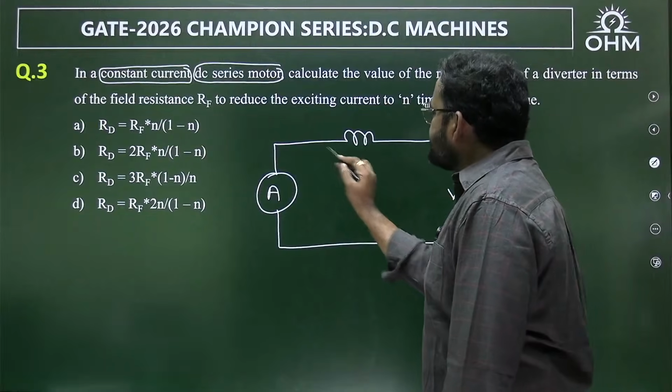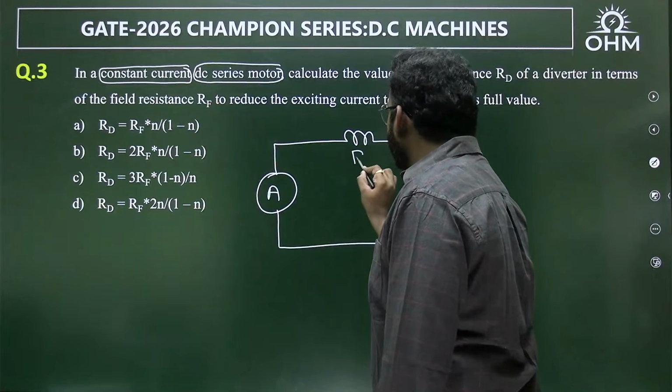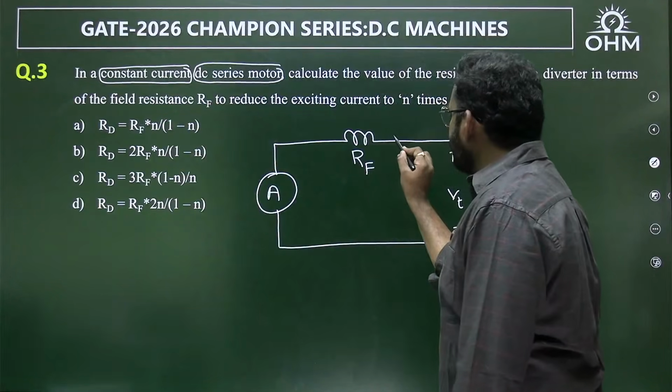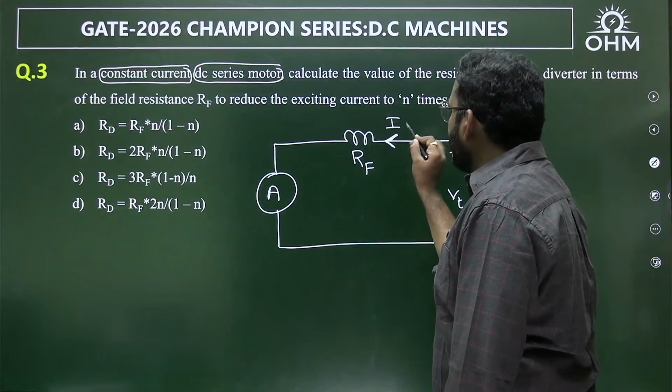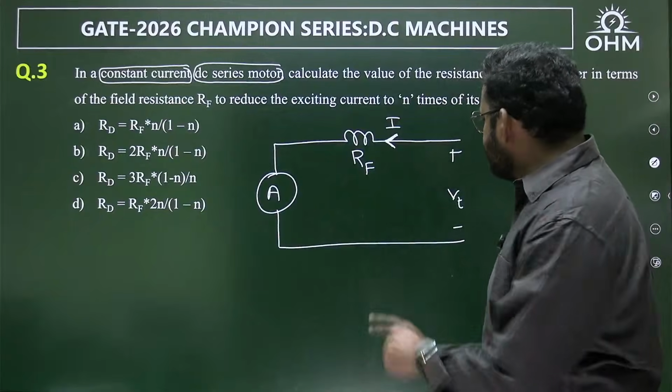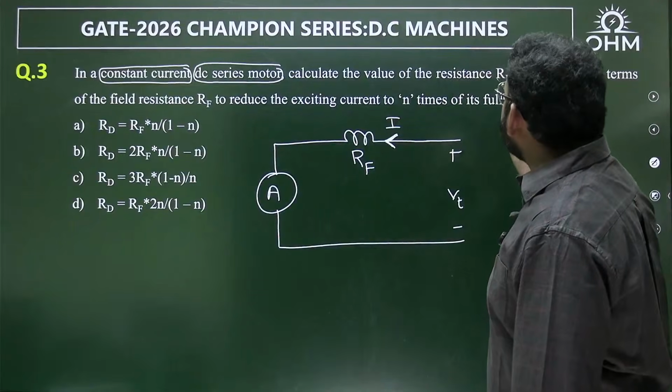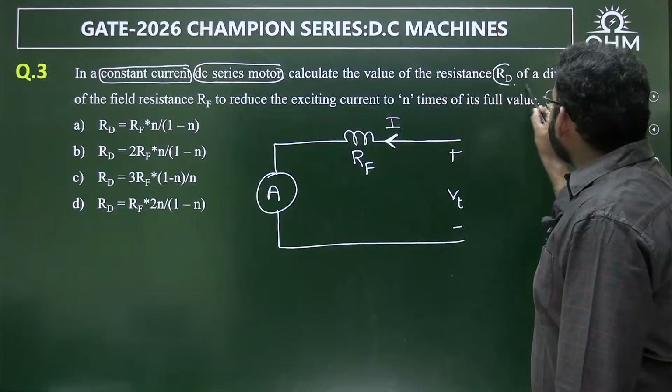Let's say the field resistance is given as RF. RF is the field resistance. Assume the current drawn from the source is equal to I ampere. This is the first case. But in the next case, what happened? A diverter resistance is added.